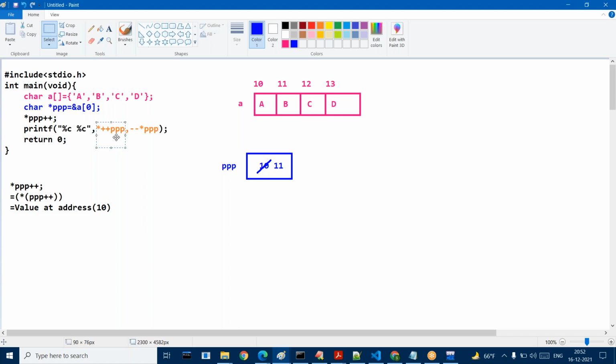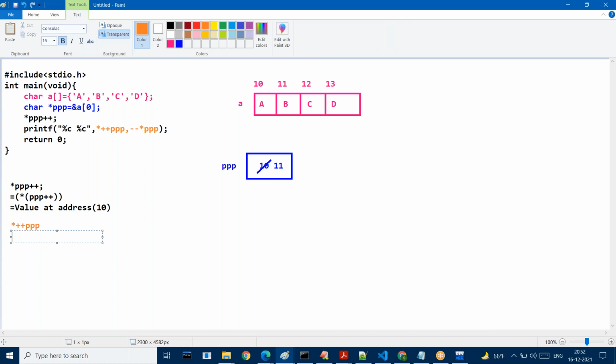But this time I'm going to print it. This is the expression. Here, how many operators are there? Two operators: one is star and another is pre increment. Star and pre increment both have the same level of precedence. Post increment has high precedence compared to pre increment.